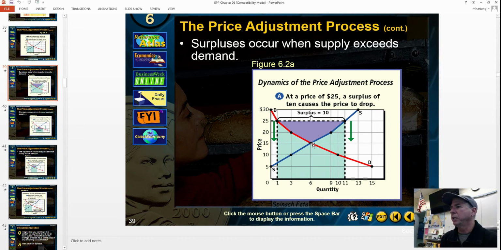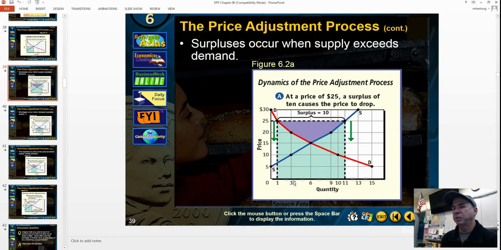So first of all, we're looking at a surplus. In red we have our demand curve, and the blue curve is the supply curve. Supply is upward sloping left to right, and the demand is downward sloping left to right. Price is always on the y-axis, and then the quantity is over here on the x-axis.